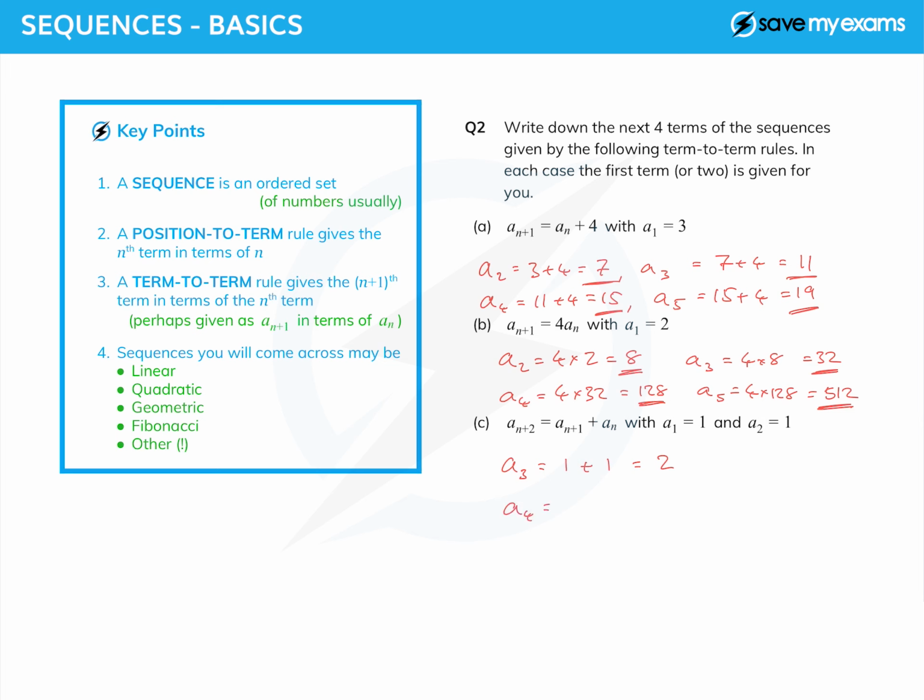a4 will be equal to a3, which is 2, plus a2, which is 1. a5 will be a4, which is 3, plus a3, which is 2. So that's 5. And a6 will be a5, which is 5, plus a4, which is 3. And there is the beginning of the standard Fibonacci sequence. These numbers here, 1, 1, 2, 3, 5, 8. It would go on, 13, 21, etc. And that's a quick introduction to sequences. For more complicated stuff, have a look at the other tutorials.